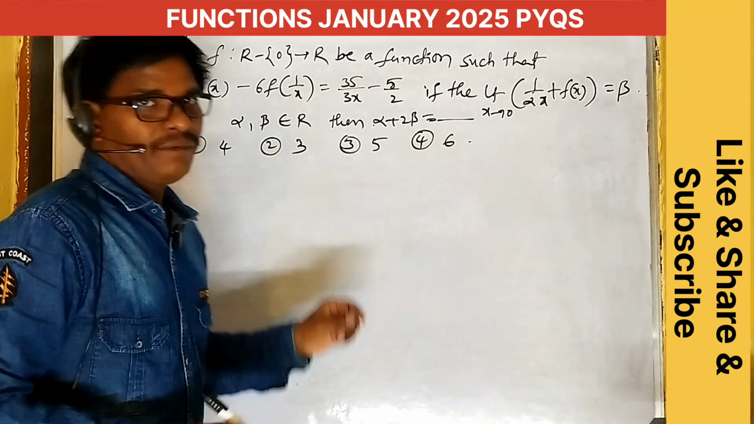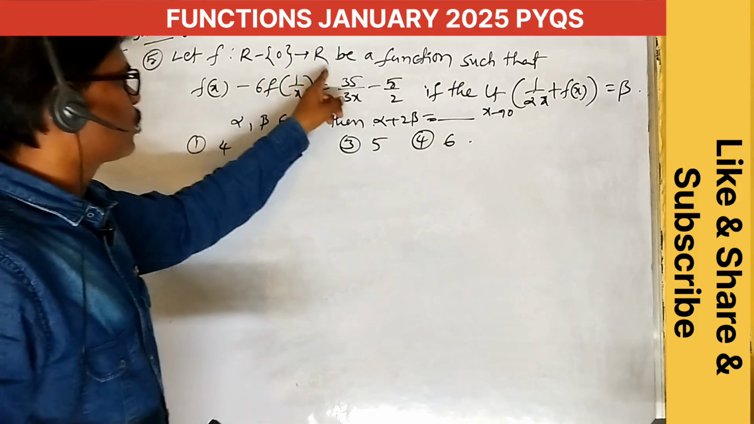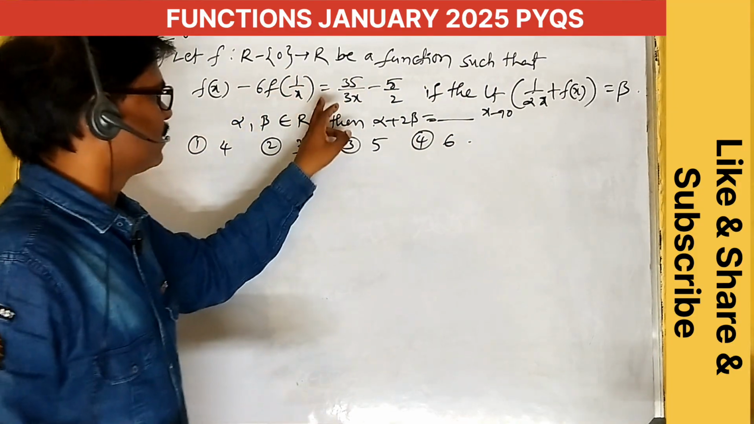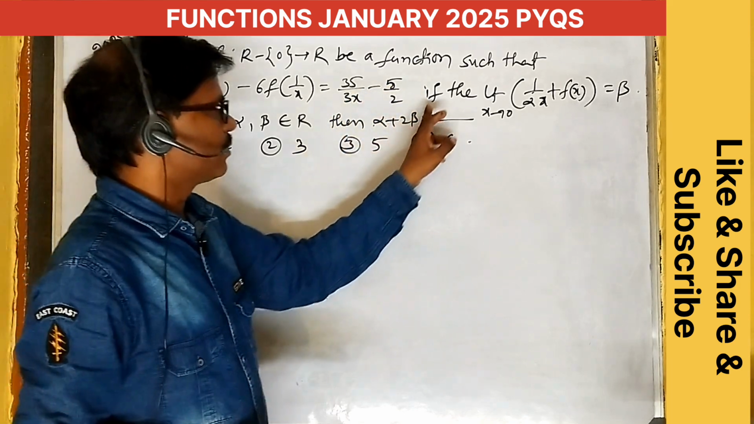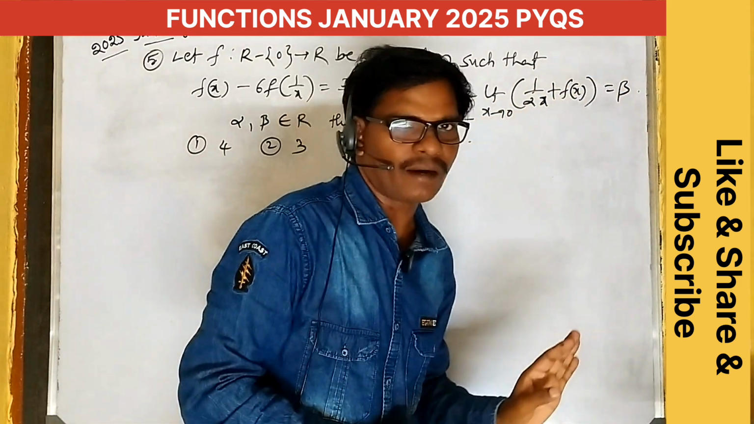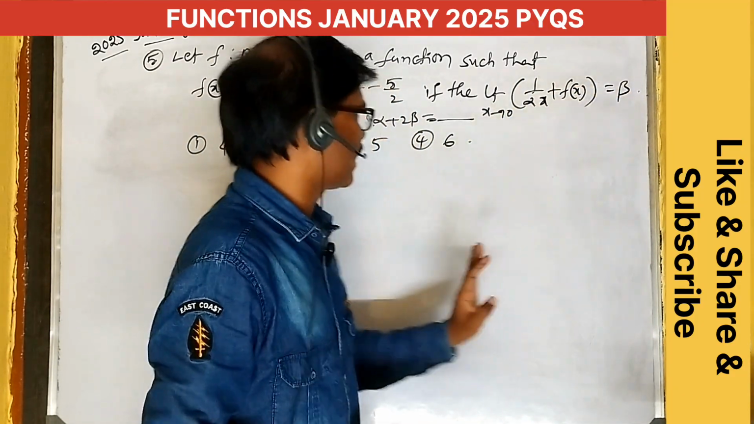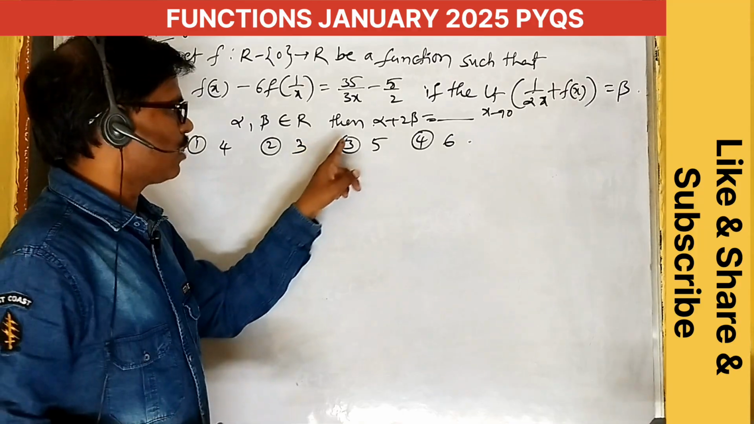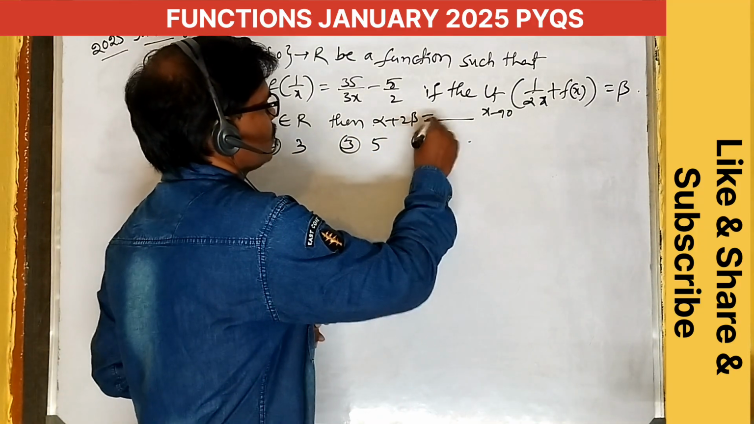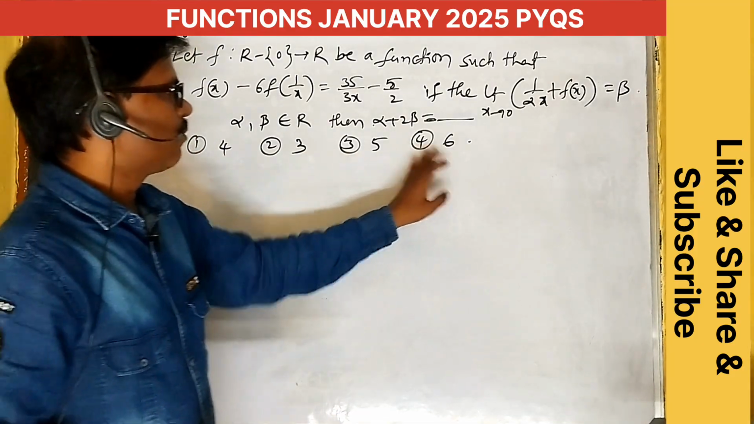Okay, question number 5. Let f map R minus 0 to R be the function such that f of x minus 6 into f of 1 by x equals 35 by 3x minus 5 by 2. If the limit as x tends to 0 of 1 by alpha x plus f of x is equal to beta, where alpha, beta belong to R, then alpha plus 2 beta is equal to what? Options: first option 4, second option 3, third option 5, fourth option 6.